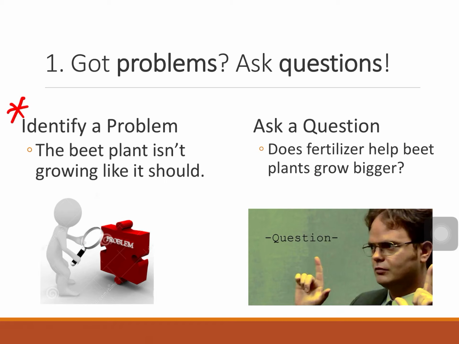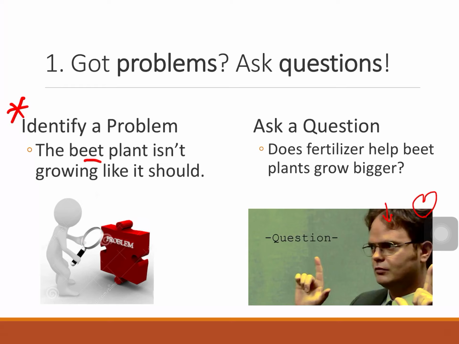And so I have come up with an example that we're going to use throughout this video, and I absolutely love The Office. Love The Office. And so we are going to focus on Dwight's, this is Dwight's, his beet plants. He's a farmer and he grows beets. So he sees that there is a problem. His beet plants aren't growing like they should. Maybe they're way too small, right? They're not selling on the market, and so he has a problem.